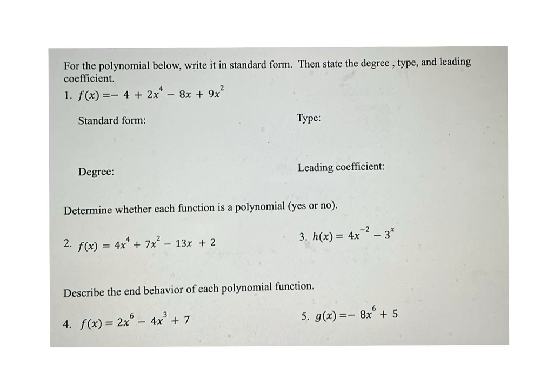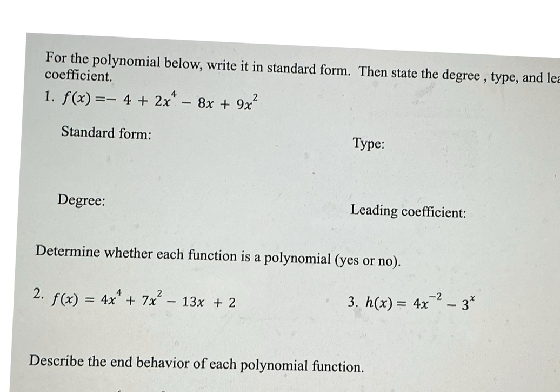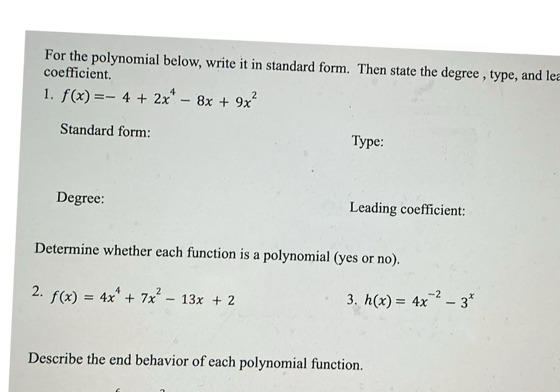This review says, for the polynomial below, write it in standard form, then state the degree, the type, and leading coefficient. Okay, so standard form just means we're going to put our exponents in descending order. So let's see, f of x equals, the 4 is the biggest exponent, the square comes next, minus 8x, and then minus 4. That's standard form.